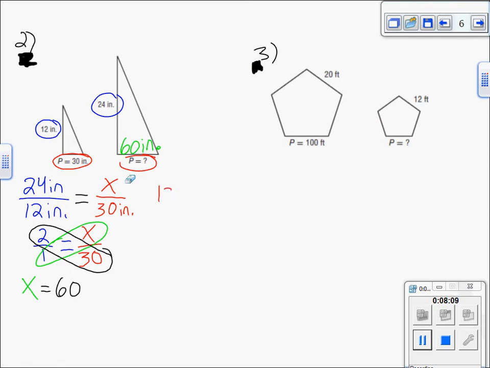You would have done 12 times x. You would have gotten 12x. You would have done 24 times 30. 4 times 30. Take a moment to see what that equals. I'll press pause, work it out that way, just in case.